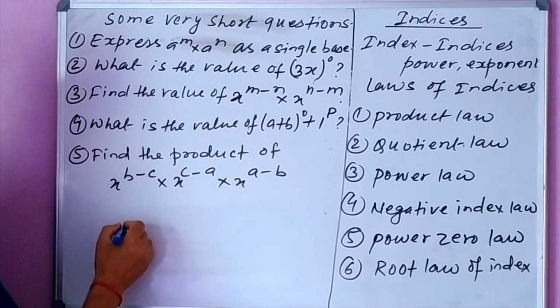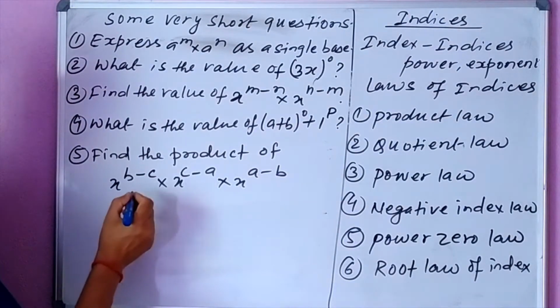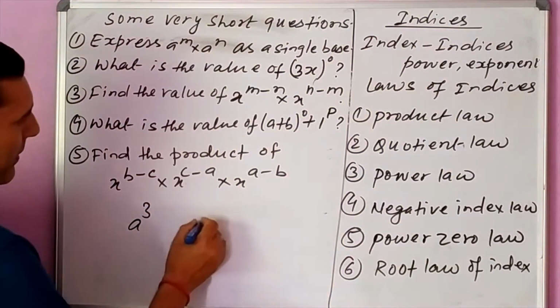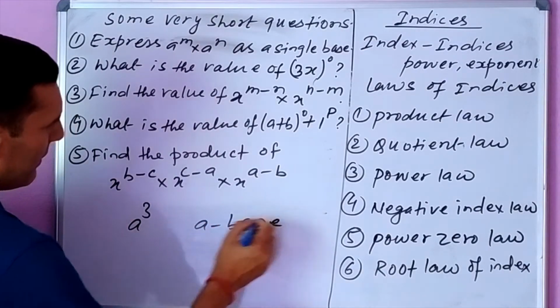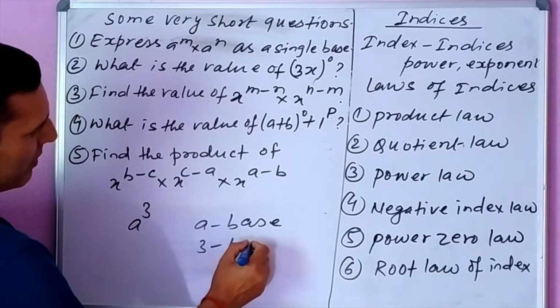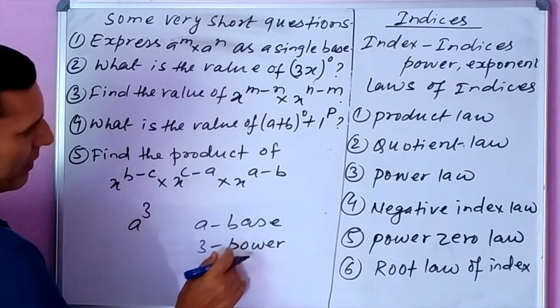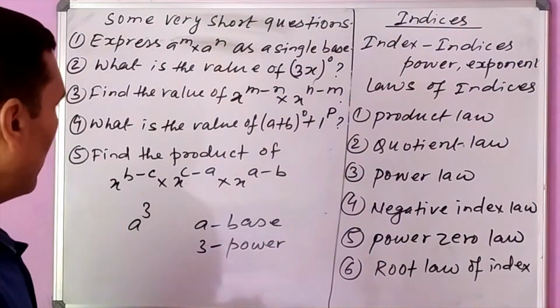For example, if we have a to the power 3, this a is known as the base and 3 is known as the power or index or exponent.